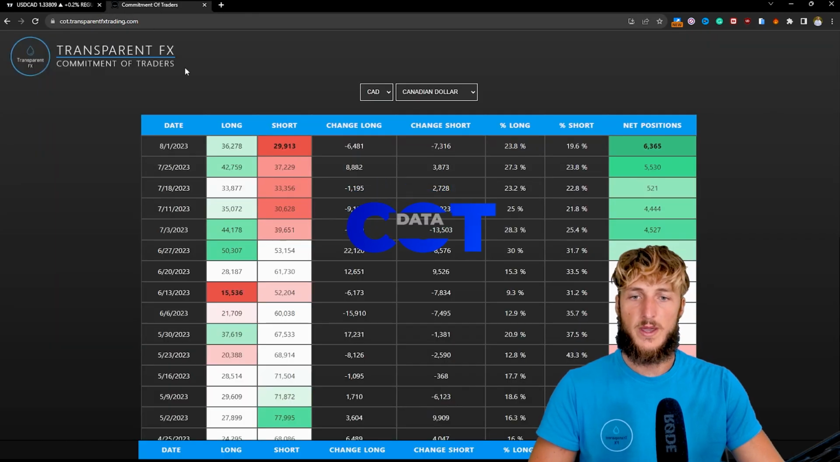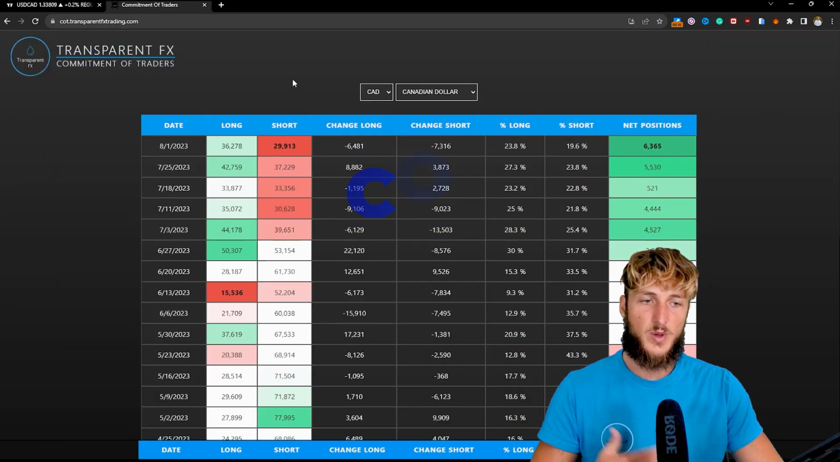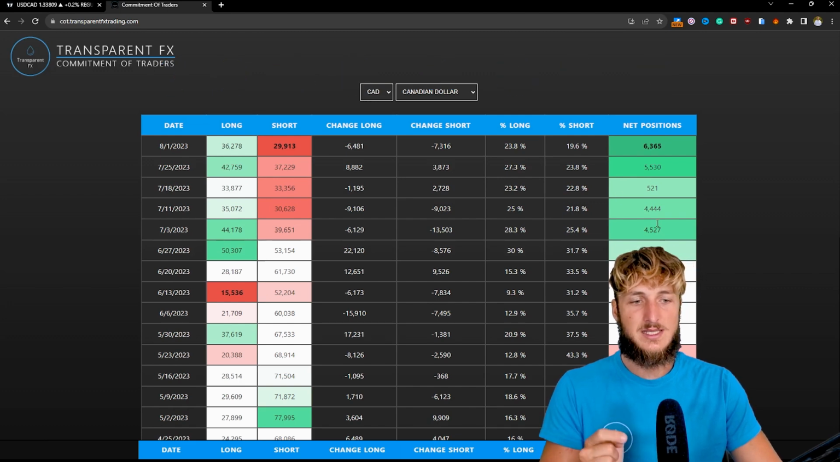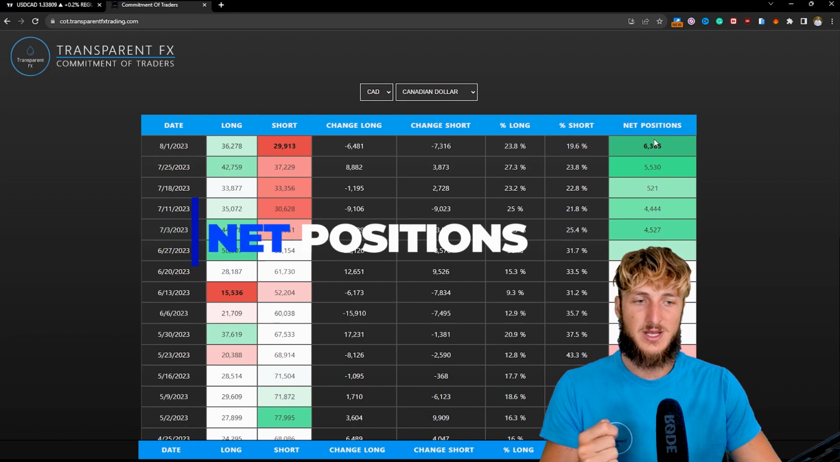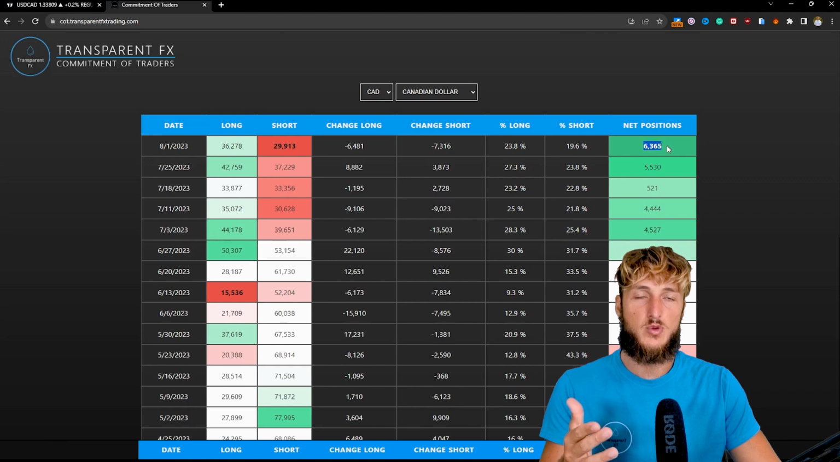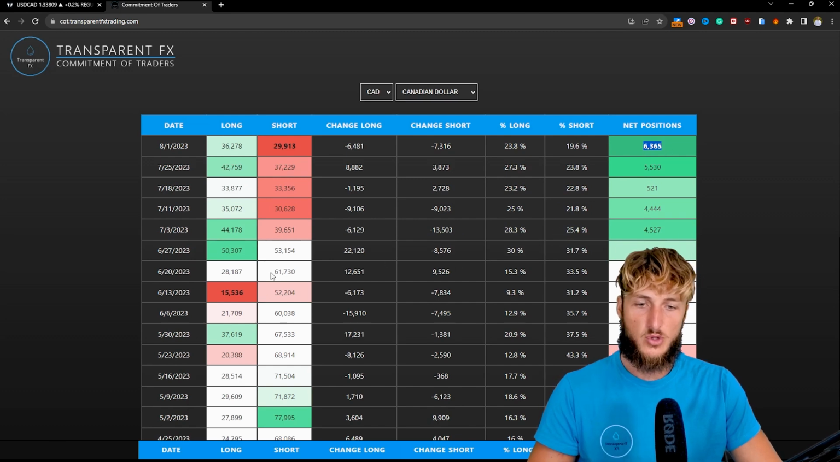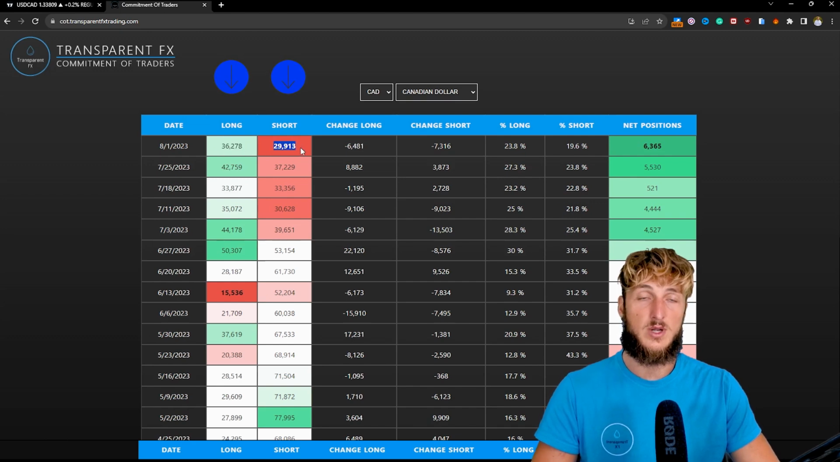Now, if we go and see what we have when it comes to the commitment of traders, so what institutions are doing, and we check the data precisely for the CAD, what we can see is that with the last reports, net positions have been increased. We went from minus 33.5k net positions to all the way to plus 6.3k net positions. So we went from having way more shorts than longs with 61k shorts compared to only 28k longs, all the way up to currently having a positive net positioning of plus 6.3k net positions with 36.2k longs compared to only 29k shorts.